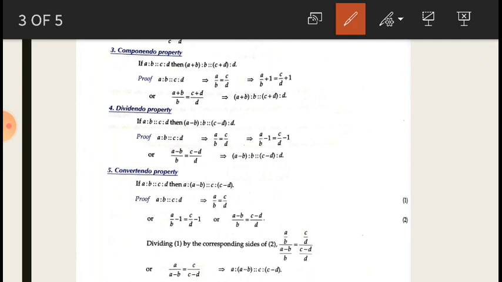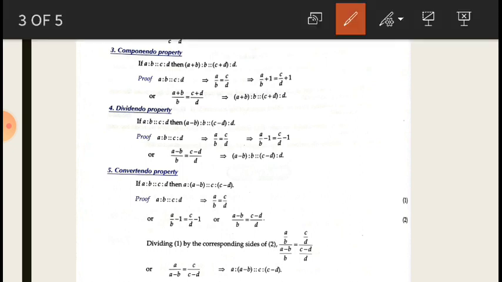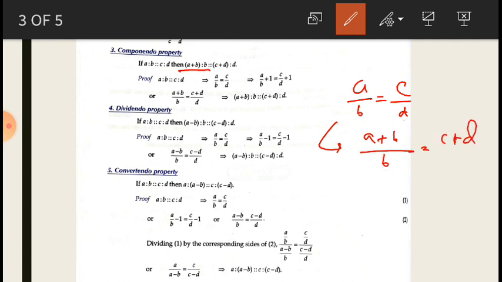Another property is the componendo property. The componendo property tells us that if a is to b is in proportion to c is to d, then a plus b is to b is in proportion to c plus d is to d. So if a by b equals c by d, then we conclude that a plus b divided by b equals c plus d divided by d. This is the componendo property.